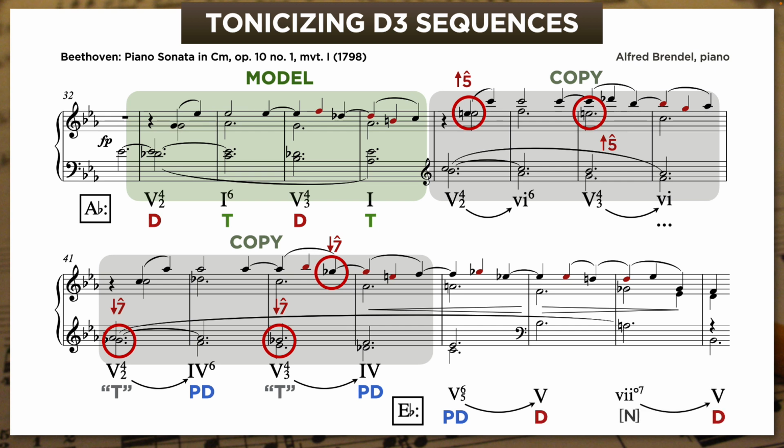In this analysis, we've got two key areas that overlap right here at the F dominant that is 5-6-5 of 2 in the first key, but also 5-6-5 of 5 in the second key. But we don't have to hear it this way.